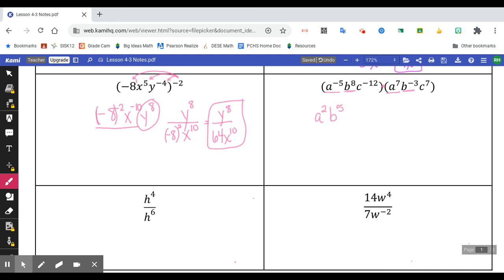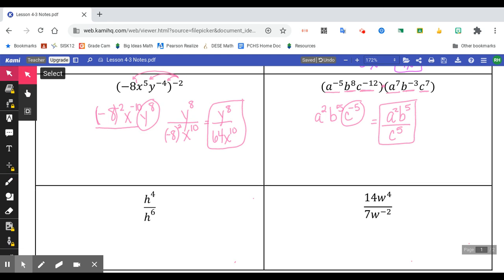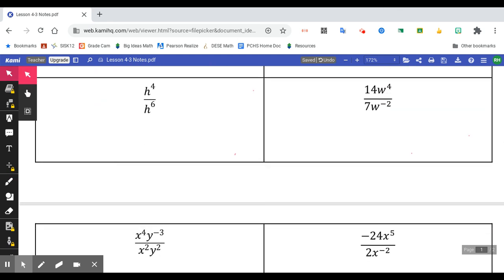Negative 12 with c plus 7 with c gives me negative 5. So c to the negative 5th. Okay, which one is negative? That's our c. So it has to go where? To the bottom. So a squared b to the 5th stays on top, and c to the 5th drops and becomes positive. Okay? All right. Hopefully you're starting to catch on a little bit here. Coming easier.